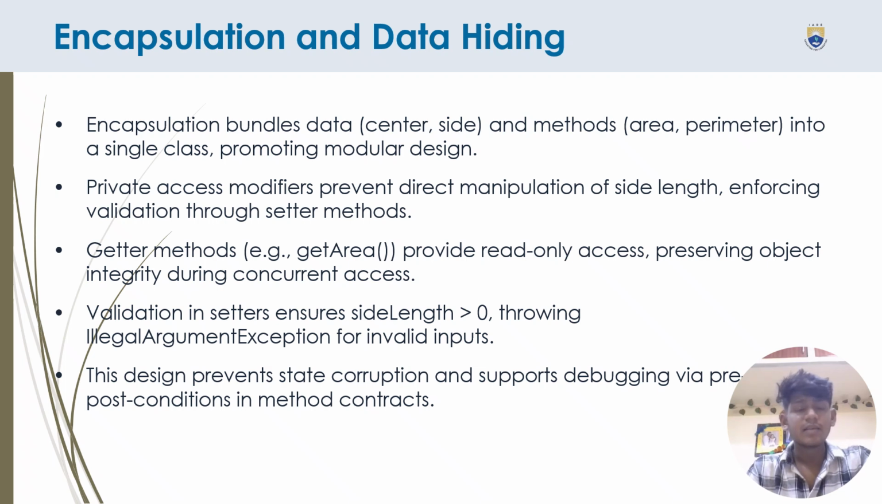Encapsulation and data handling. Encapsulation bundles data, side and center, and methods, area or perimeter, in a single class, promoting modular design. Private access modifiers prevent direct manipulation of side length, enforcing validation through setter methods. Getter methods, for example getArea, provide read-only access, preserving object integrity during concurrent access. Validation in setters ensures side length is greater than 0, throwing an IllegalArgumentException for invalid inputs.